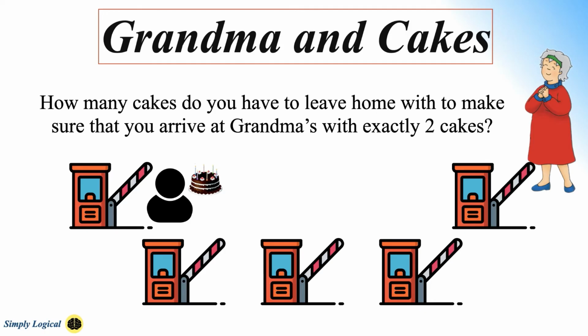You are on your way to visit your grandma, who lives at the end of the valley. It's her anniversary and you want to give her the cakes you have made. Between your house and her house, you have to cross 5 bridges, and there is a troll under every bridge. Before you can cross their bridge, you have to give them half of the cakes you are carrying, but as they are kind trolls, they each give you back a single cake. How many cakes do you have to leave home with to make sure that you arrive at grandma's with exactly 2 cakes?